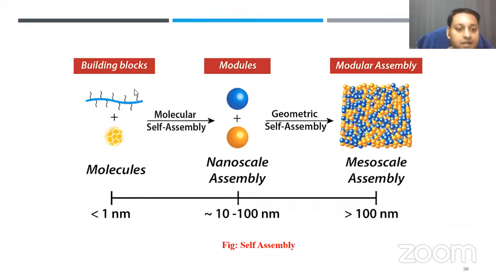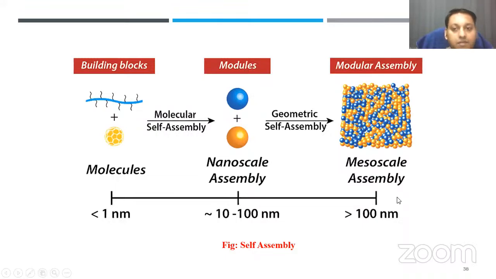So this is explained here. So you have the molecules here, which are the building blocks, and after the molecular self assembly, they assemble to form a module. Then geometrically they come in close proximity with each other. Now this happens because there is molecular attraction, different attractive forces are present, that leads to the modular assembly, which is called the mesoscale assembly, and this is of the order of 100 nanometer or even higher.